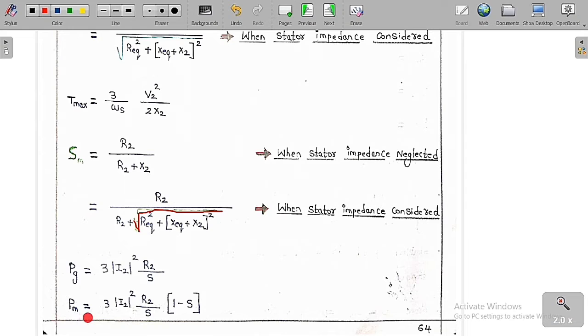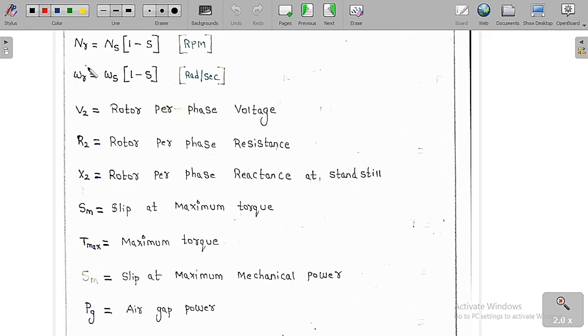Then what is the mechanical power developed? Mechanical power developed is rotor input minus the rotor copper loss, which is simply rotor input into 1 minus S. So this is the rotor input, PG, 3 into mod of I2 whole square into R2 by S, into 1 minus S. NR is equal to NS into 1 minus S, in terms of RPM. NR is called the rotor speed, NS is the speed of the rotating magnetic field in RPM, and S is the slip.